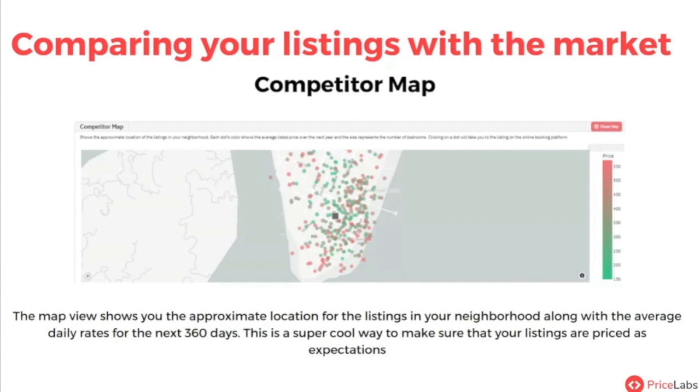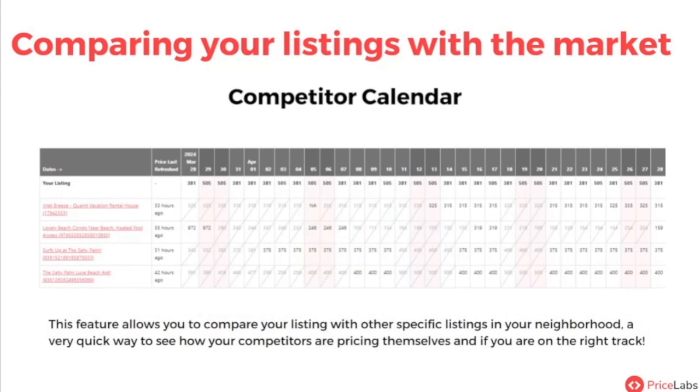But what do you do with this competitor map? You can then pull this into a product feature that we have called competitor calendar. And what you can do here is pull some of the listings that you want to track. And I think a lot of people call this the enemy method. And so you can very easily see how some of your peers and how some of your competitors are priced for certain dates in comparison to your property.